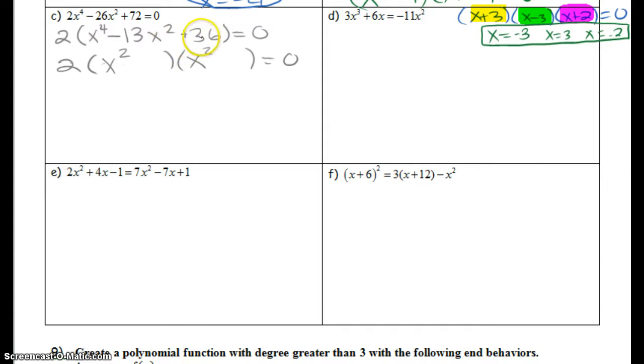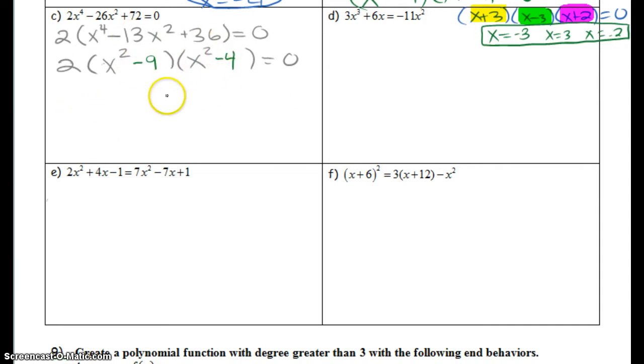What is going to multiply to 36 but add to -13? It's not 6 and 6. That would add to negative 12. 12 and 3? No, that's not going to work. Well, it's 9 and 4, of course. Negative 9 and negative 4. Negative 9 times negative 4 is a positive 36. Negative 9 plus negative 4 is negative 13.